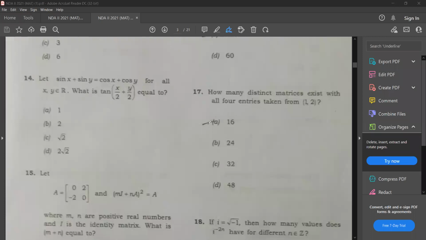Cannot be 48. It can only be 16, right? Because they are asking only taking 1 and 2. How many matrices are possible, isn't it? So 1, 1, 2, 2, 1, like that. If you write, there are 4 elements, and each can be 2 choices. So that is 16 possibilities. Only 16 possibilities. Okay, so moving on to the next question.